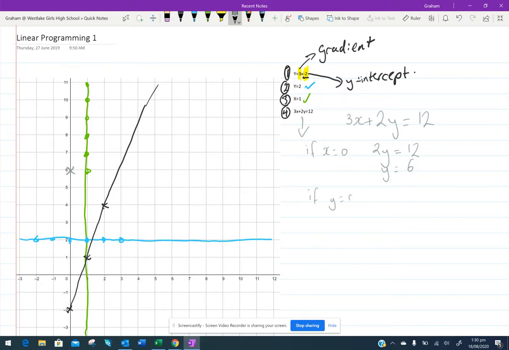If y equals 0, then this part of my equation becomes 0. So I get 3x equals 12. So my equation becomes x equals 4. So when y equals 0, x equals 4. And there you go. I've got 2 points that I can join up with a line. Remember, my line doesn't stop just because I've gone through my points. So there's my graph.